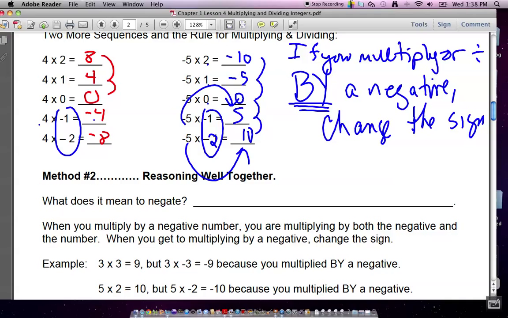Let's look at this one. Reasoning well together. I told you before, I absolutely love that expression. Let's reason well together. In real life, just the English language, don't think about math for a minute. What does it mean to negate? What does it mean to negate something? Sounds like negotiate. Sounds like it, but has nothing to do with it.